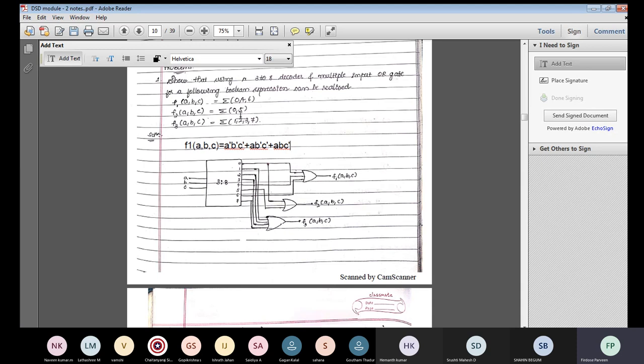In the same way, F2 of ABC, what it is? 0, 5. F3 of ABC is what? Summation 1, 2, 3, 5, 7. This is only for your reference, I'm telling. Okay, this is only for your reference. How it has been written?